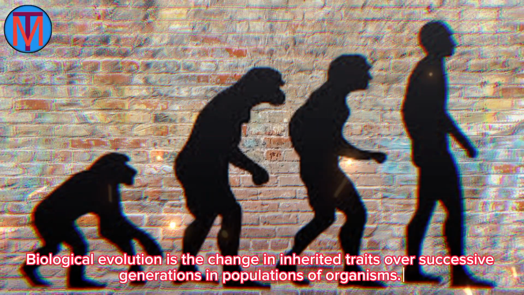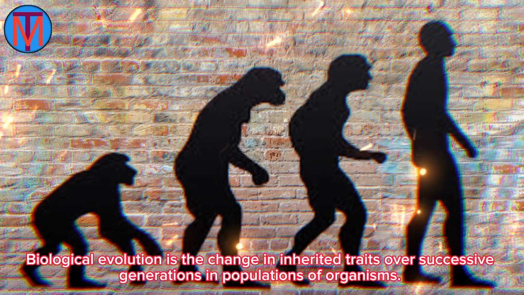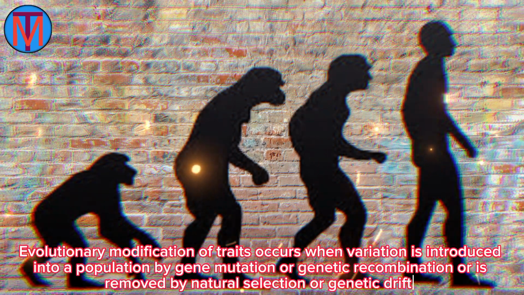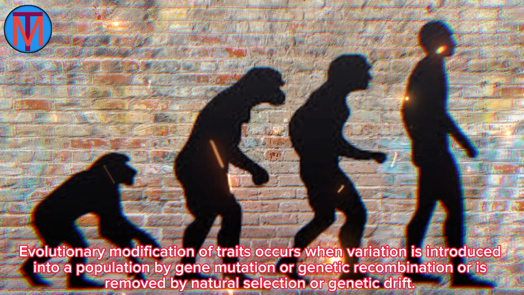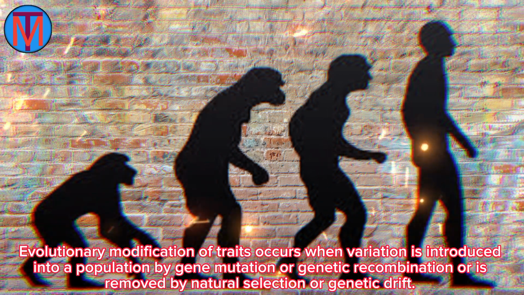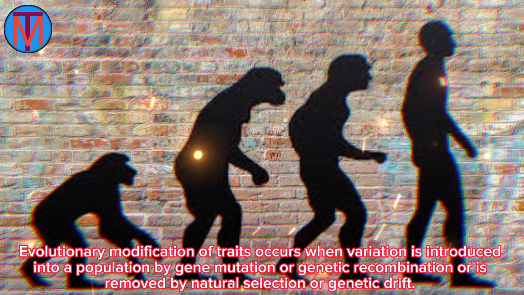Biological evolution is the change in inherited traits over successive generations in populations of organisms. Evolutionary modification of traits occurs when variation is introduced into a population by gene mutation or genetic recombination, or is removed by natural selection or genetic drift.